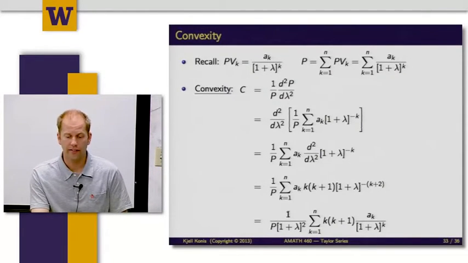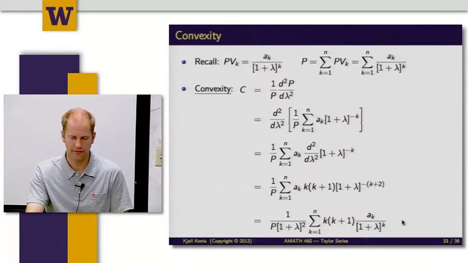And you can write this as 1 over p. So I'm going to take this plus 2 here and write it as 1 over p times the quantity 1 plus lambda squared. And then I have inside the sum k times k plus 1 times these a sub k divided, so the discounted future payments again, essentially.